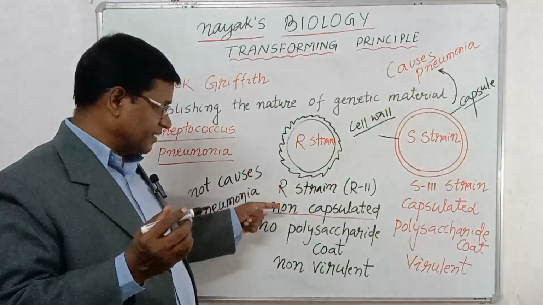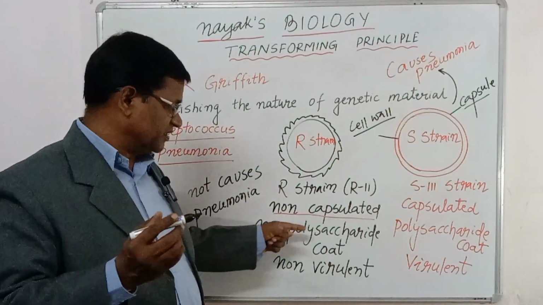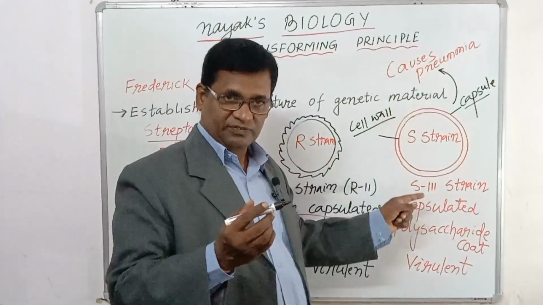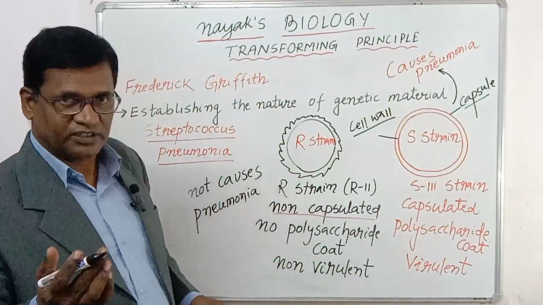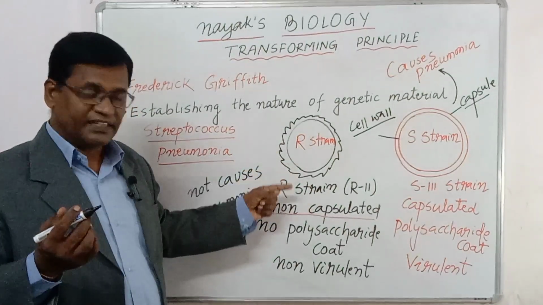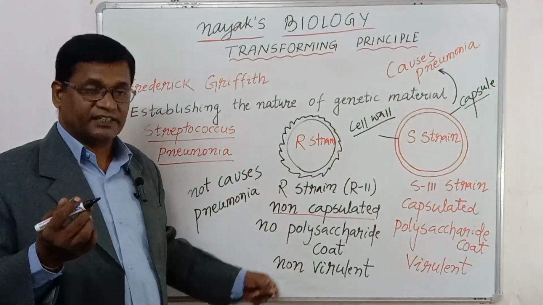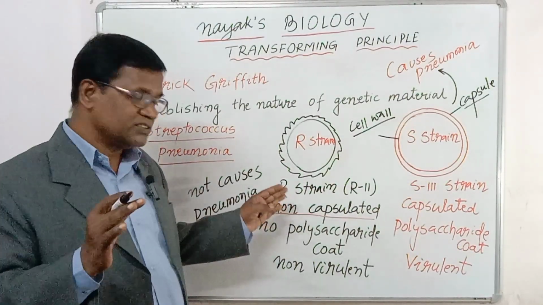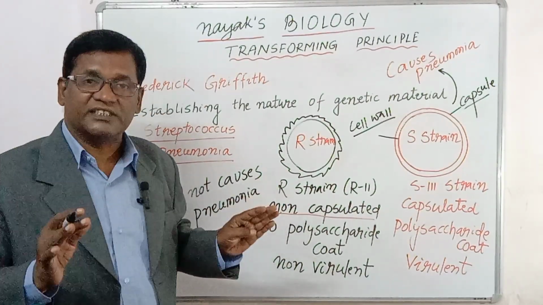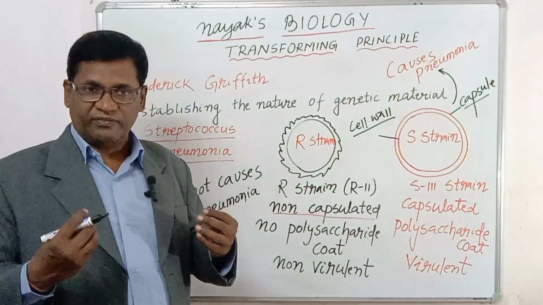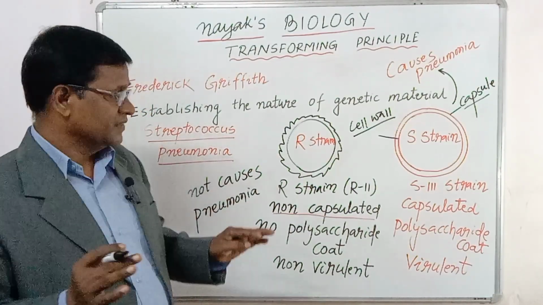And because it doesn't have the capsule, no polysaccharide coat is there. What is the polysaccharide coat? This capsule is made up of a substance called polysaccharide. You know what polysaccharide is. And because it doesn't contain the polysaccharide, it is non-virulent. What is the meaning of non-virulent? Not causing the disease. What type of disease would it cause? It would cause the disease called pneumonia. Means cold and fever. After that, the organism will die.